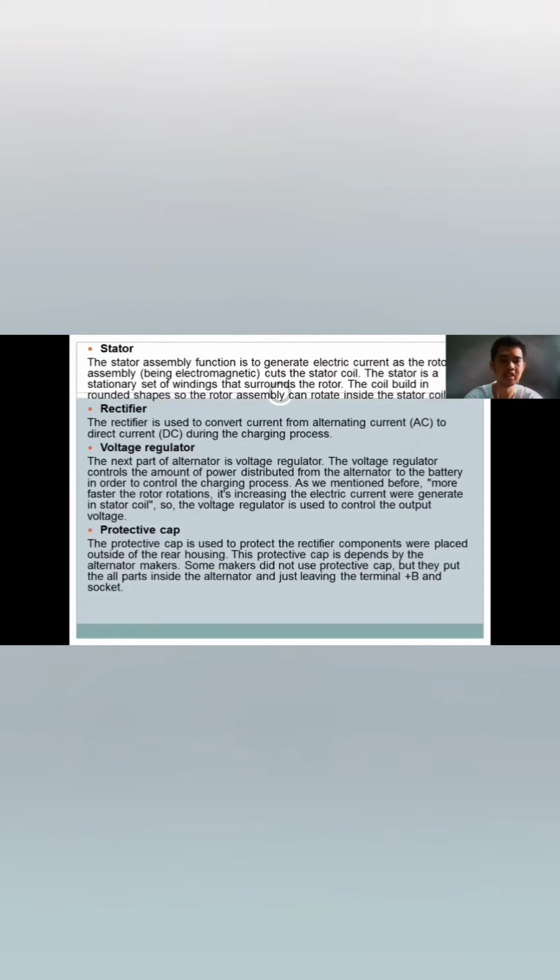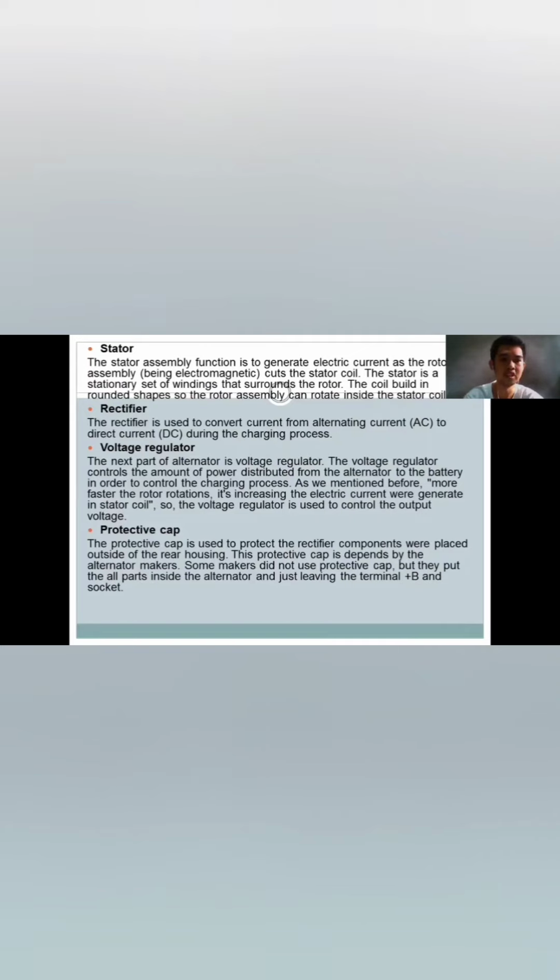Next, the rectifier. The rectifier is the sixth part of the alternator. The rectifier is used to convert current from alternating current (AC) to direct current (DC) during the charging process. Since the stator windings generate an alternating current, it cannot be used in most car electrical systems. To convert the alternating current to direct current, an alternator is equipped with a rectifier built from six or more diodes.